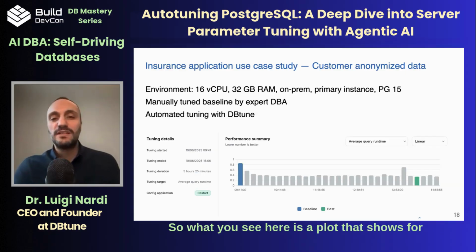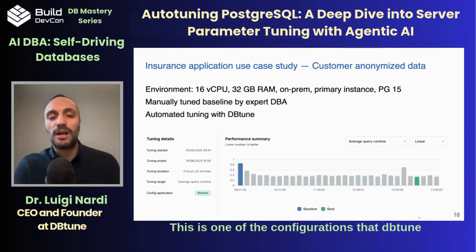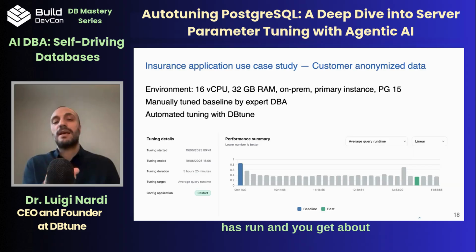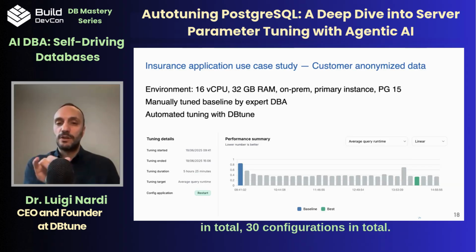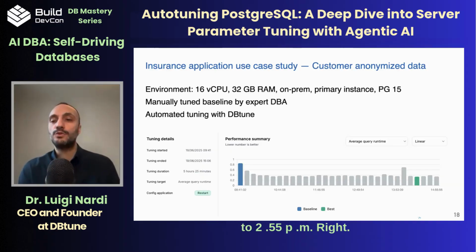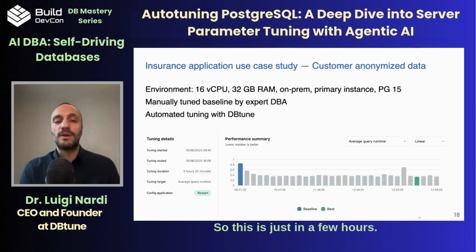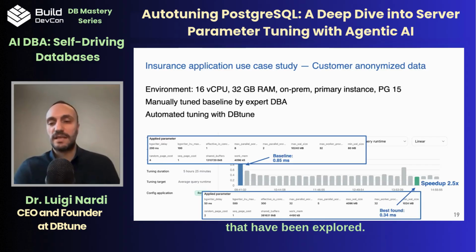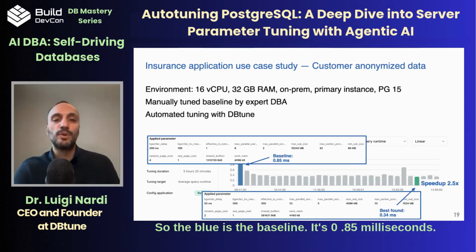And so what you see here is a plot that shows for each bar, this is one of the configurations that DBtune has run. And you get about 30 iterations in total, 30 configurations in total. And this whole thing ran from 9:40 a.m. to 2:55 p.m., right? So this is just in a few hours. And what you see here is that these are the configurations that have been explored. So the blue is the baseline.